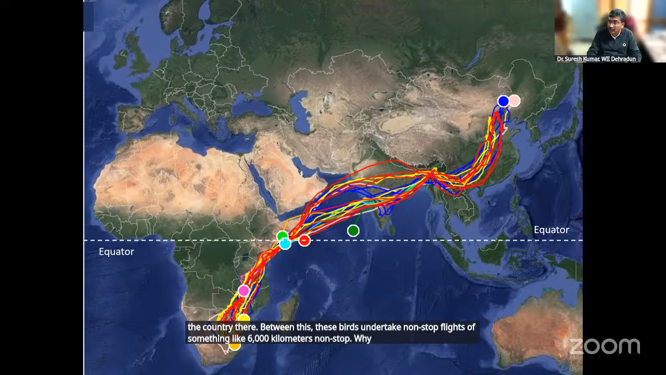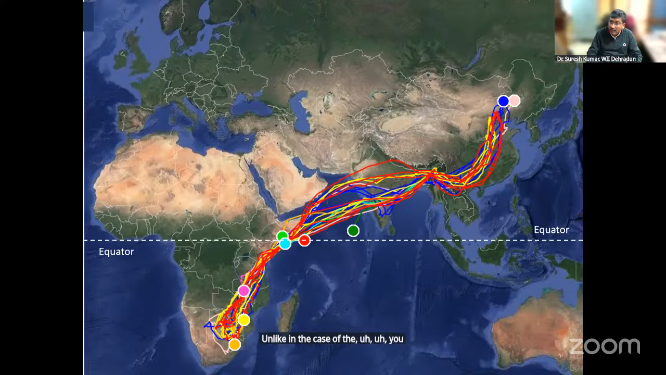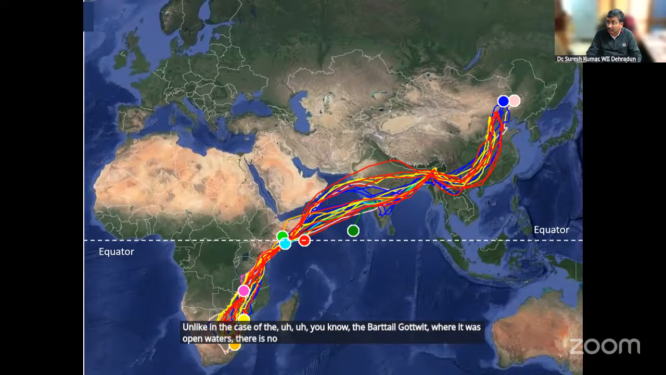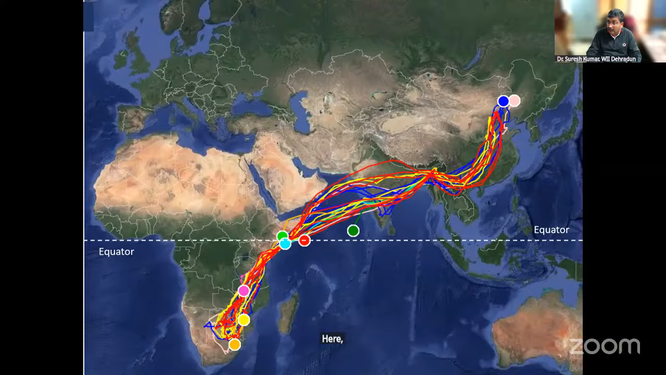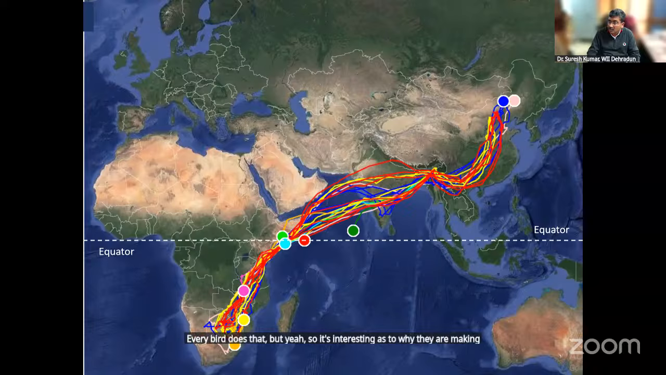Why would they do that? Unlike in the case of the bar-tailed godwit, where it is open waters, there is no scope for landing anywhere. Here, there is the Indian landmass where they can actually land, but they don't do that. I mean, not every bird does that, but yeah. So it's interesting as to why they are making these non-stop flights. So there has to be some strategy.